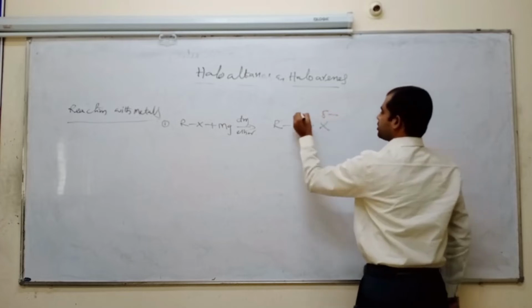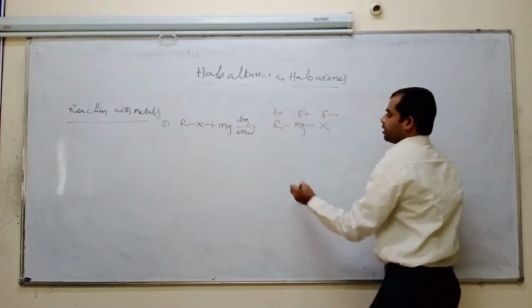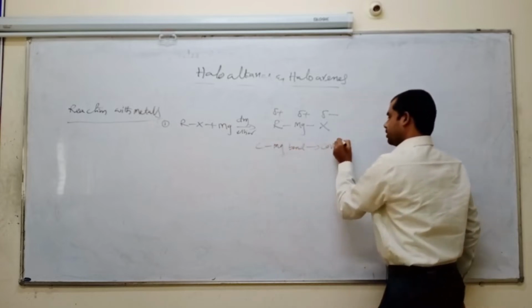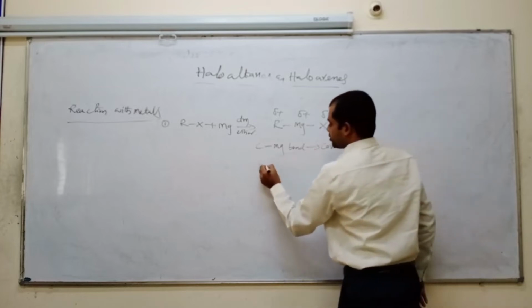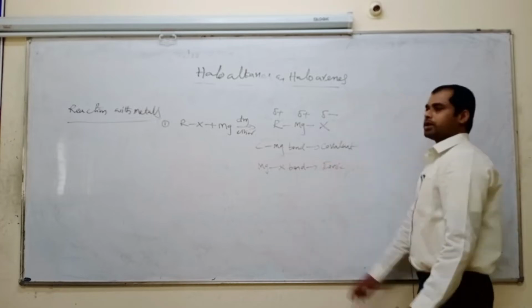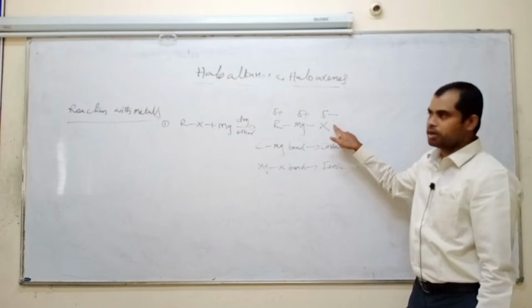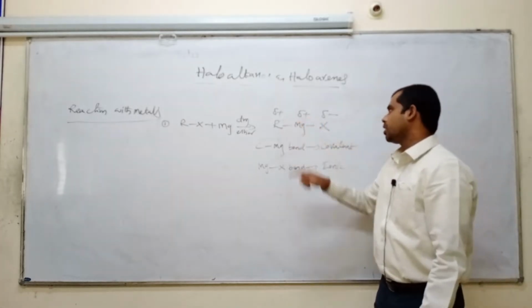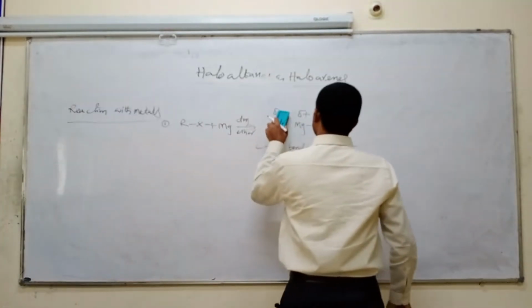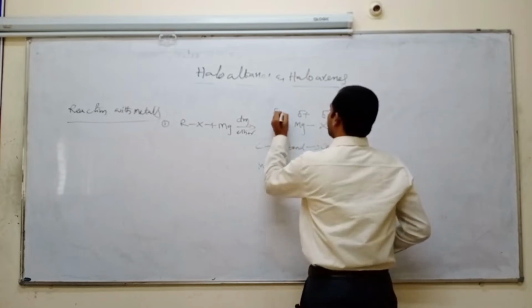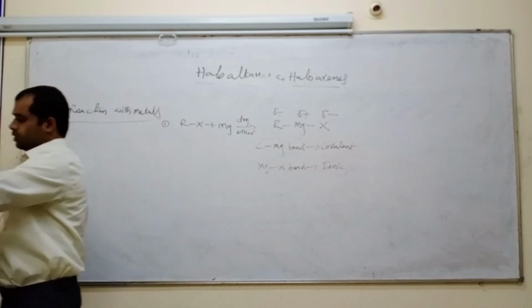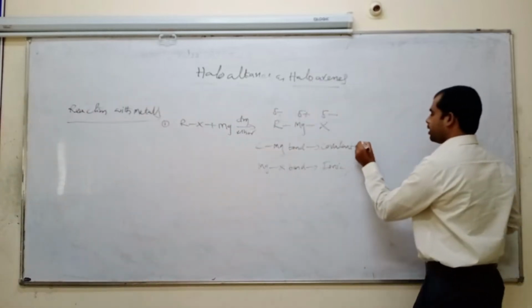Here is the negative charge, here the positive charge. The carbon-magnesium bond is of covalent character, and the magnesium-halogen bond is of ionic character. The halogen has a partial negative charge and magnesium a partial positive charge. The alkyl group contains a partial negative charge. So the carbon-magnesium bond is covalent and highly polar, and the magnesium-halogen bond is ionic.